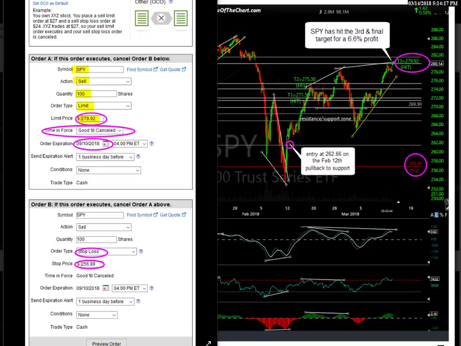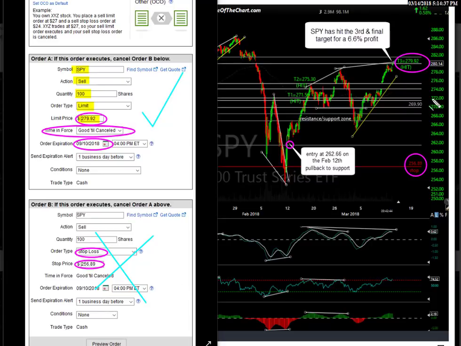One or the other will be hit and the other will cancel. In this case, we get a check mark. We hit our profit target, and the system would then have automatically turned around and canceled this order for you. And it doesn't get much easier than that. So again, you have the discipline and the convenience that you don't have to be in front of your desk.